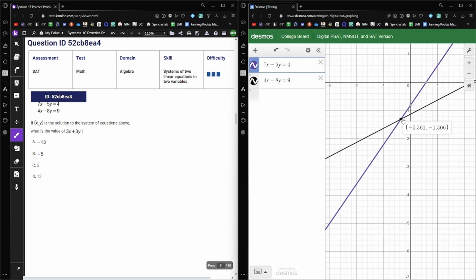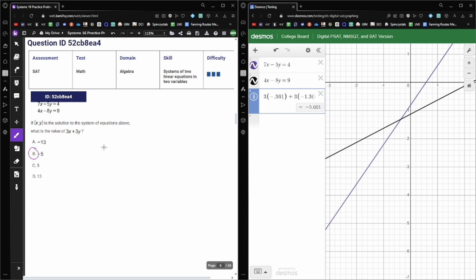Let's see. Now, why is it decimals? But I put that in right. Yeah, I did put that in right. Okay, well, let's just roll with that, I guess. So 3 times negative 0.361, plus 3 times negative 1.306. So negative 5.001, that's close enough. So our answer is 5. Wait, why am I trying to do shapes? Alright, just circle that. 5.